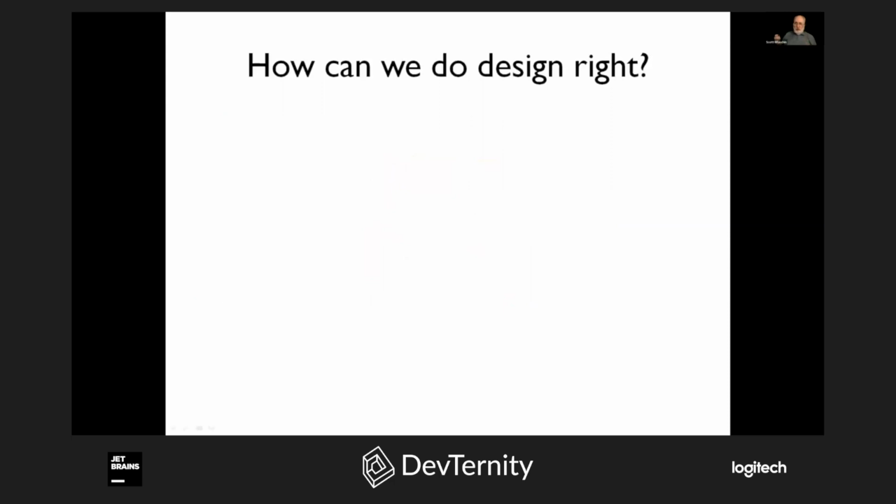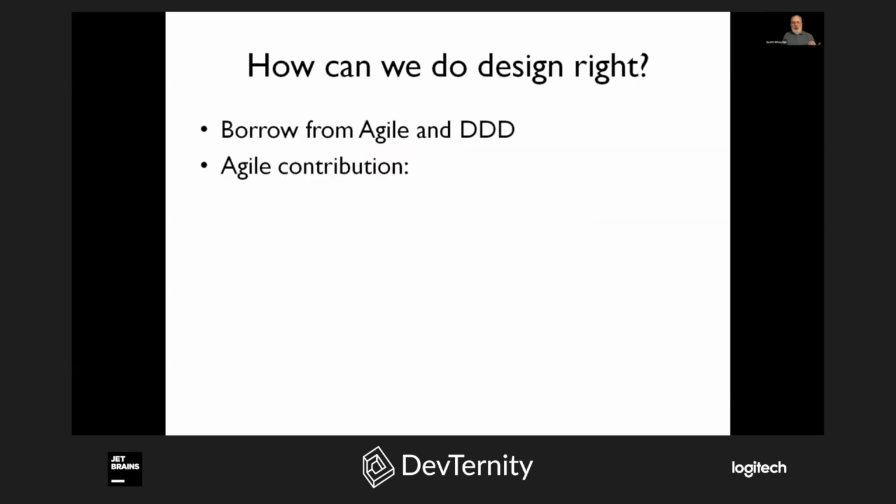So I'm going to steal ideas from two areas. First of all, from Agile, and secondly, from domain-driven design, DDD. From Agile, I'm going to take the idea of rapid feedback. Agile is all about getting something out there and getting feedback on it as fast as possible, right? Don't wait 6 months to get feedback, get it in a few days, right?